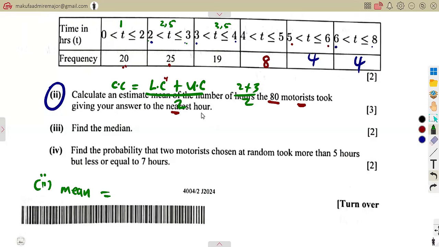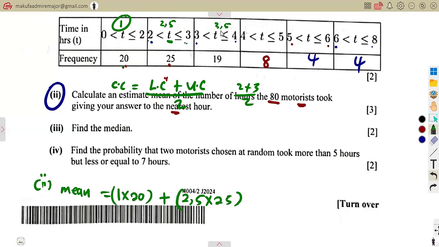Add, divided by 2. That is how you determine the class center. So it's class center times frequency: 1 times 20, plus the class center from 2 to 3, which is 2.5, times the frequency there, which is 25.